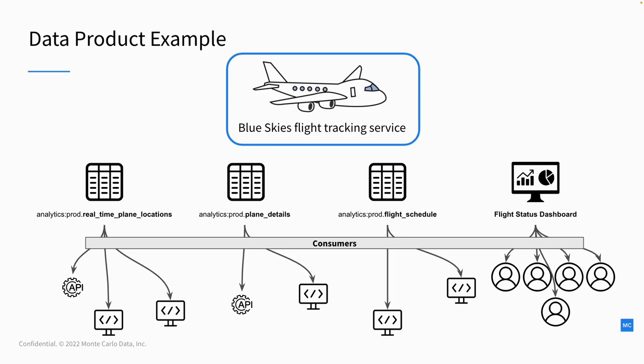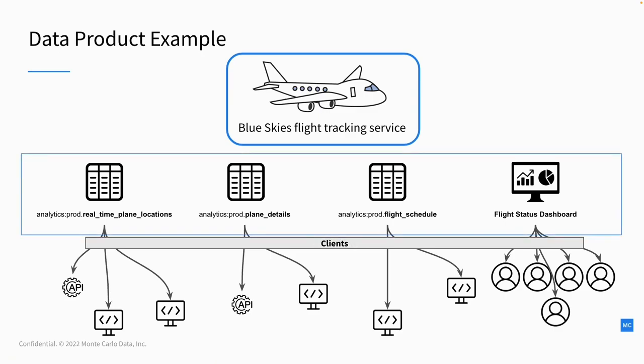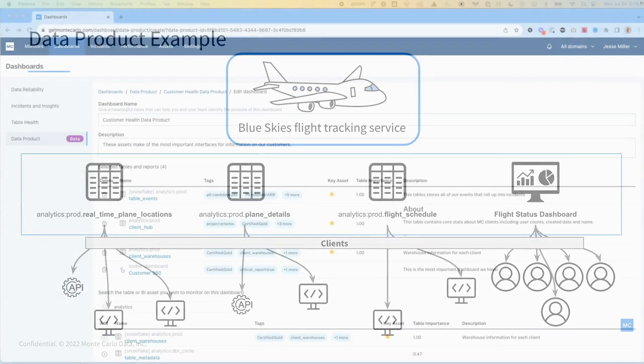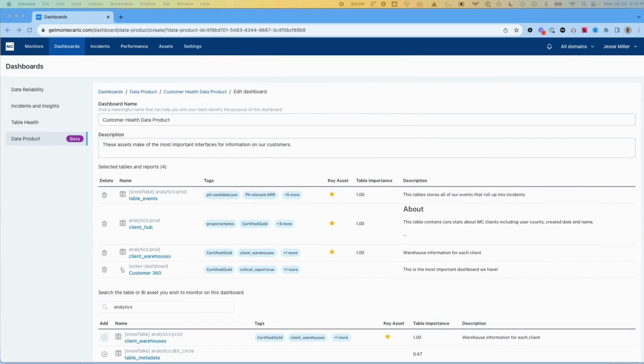All these clients are using this collection of data for the purpose of getting accurate and trustworthy information on the status of airplanes. By definition, then, these four assets make up a data product for my flight tracking service. To create a data product dashboard in Monte Carlo, I start by defining the core assets I want as part of my dashboard. In this case here, I have four tables and one Looker report that I want to include as part of this data product dashboard that I've called Customer Health Data Product.